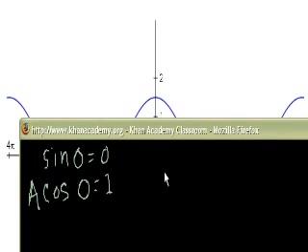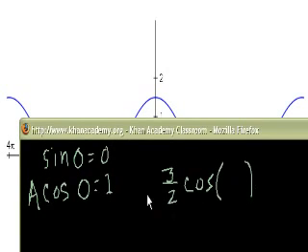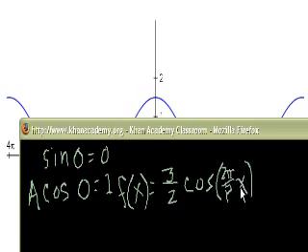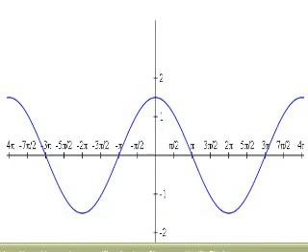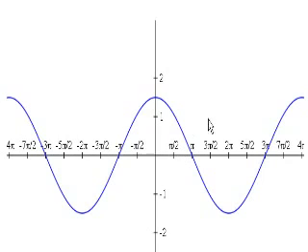So we know that this is 3/2 cosine of, well, something x, right? We know f of x is equal to 3/2 cosine of something x. And we could use the formula that we learned in the previous video, that it equals 2 pi over the period, times x. So now we just have to look at the graph and try to figure out what the period of the graph is. Well, how many radians does it take for the graph to start repeating again?